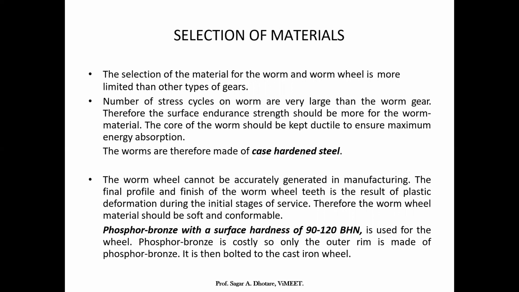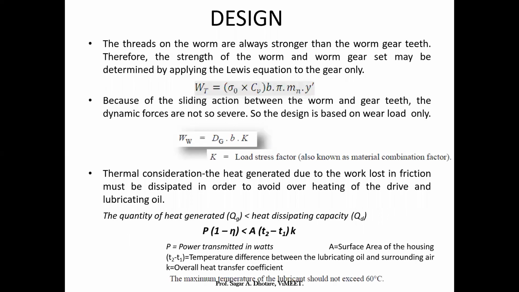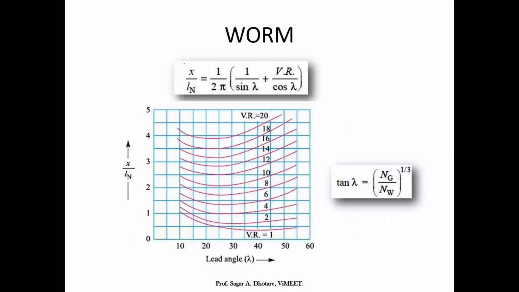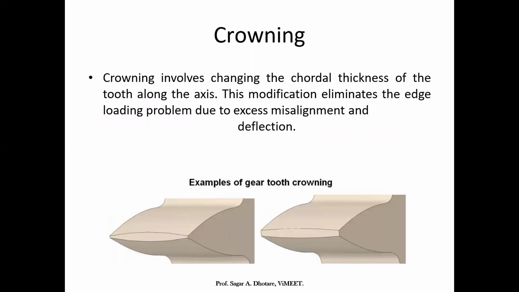And then why we are using such a combination? Because phosphor bronze is a harder material, and case hardened steel is a softer material than phosphor bronze. So if wear is more and friction is more, then some part should absorb energy. So for that we have chosen this case hardened steel. Now about the design, we will actually discuss it in a proper method.